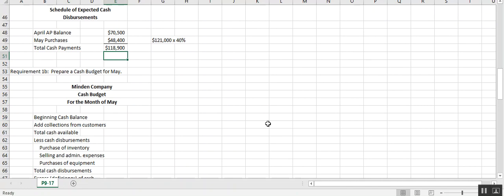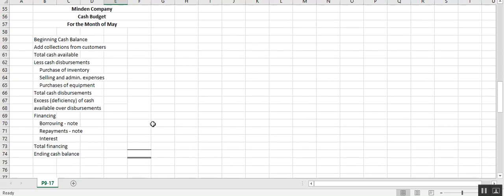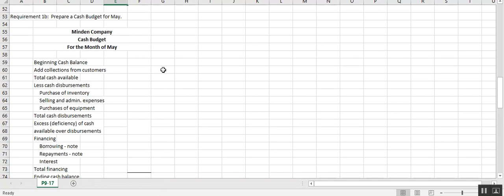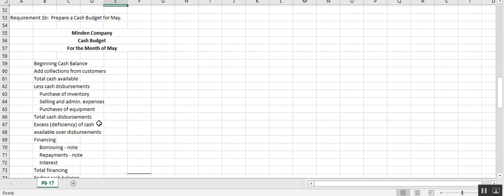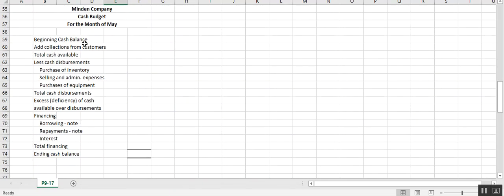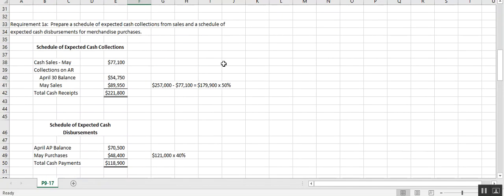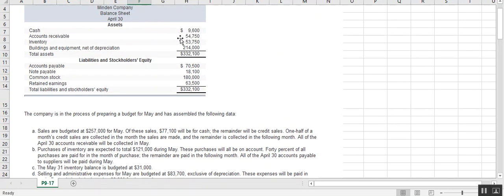All right, so 1B says prepare a cash budget for May. So again, I've kind of got a template here. And it looks like we might have to add some lines to it. Looks like I forgot a few, but we're going to start with our beginning cash balances, add our cash collections, and then subtract our cash disbursements. And then we're going to look at our financing and see how that plays into that. So our beginning cash balance, cash is an asset, assets on a balance sheet, and we have a balance sheet. So our beginning cash balance was $9,600.